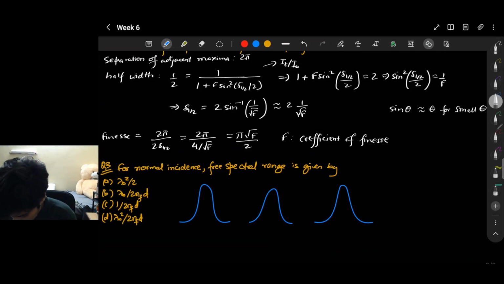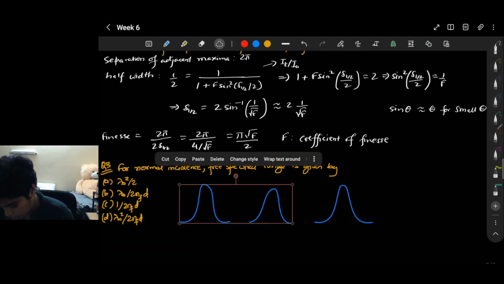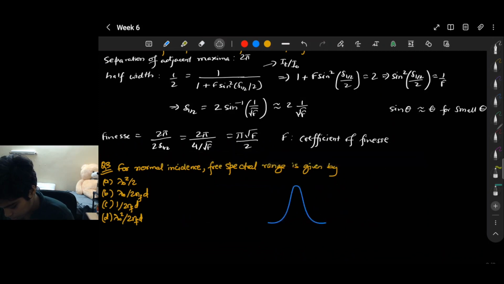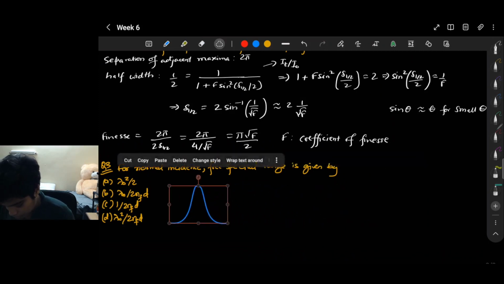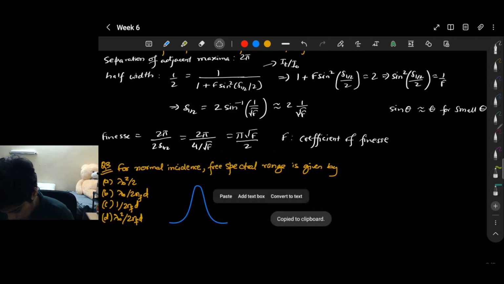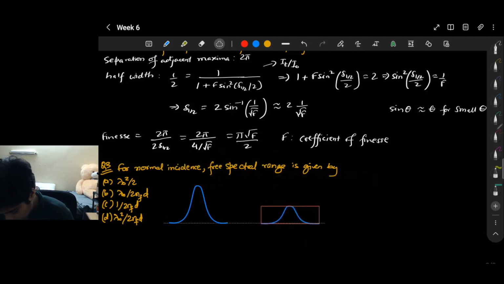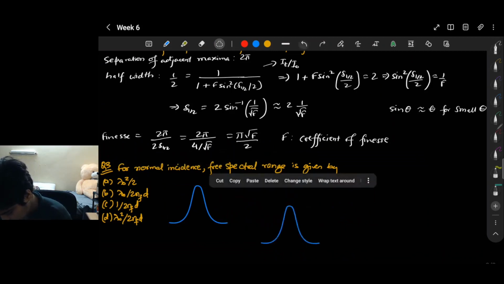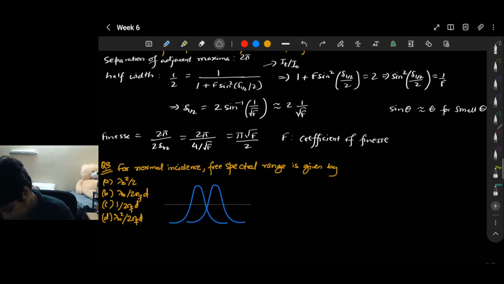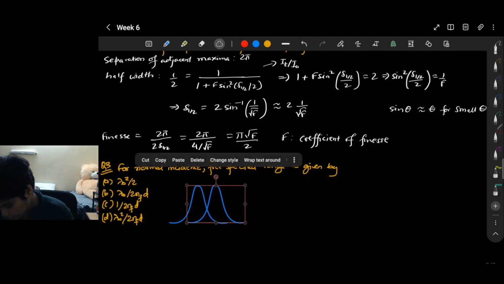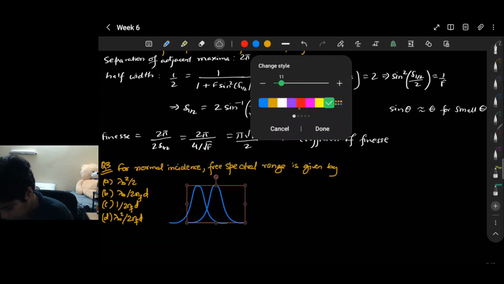Okay, this third one maybe looks better. I'll use that. So let us say this is the peak of 1, and oh sorry, this is the second peak. Let me change its color.